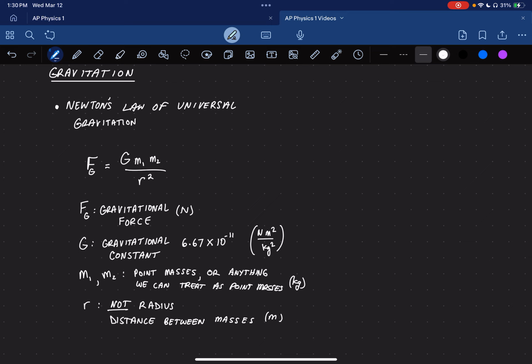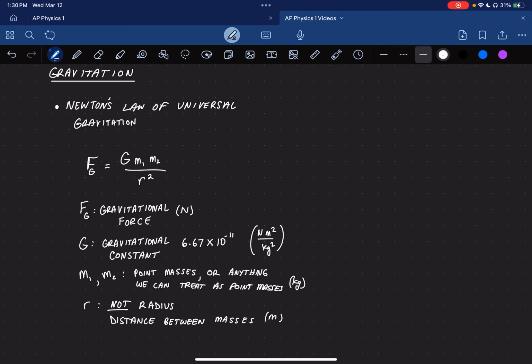And the way that this works, this relationship is G is the gravitational constant, always 6.67 times 10 to the negative 11. And in here, we would put the masses of the two objects. It says right here point masses.